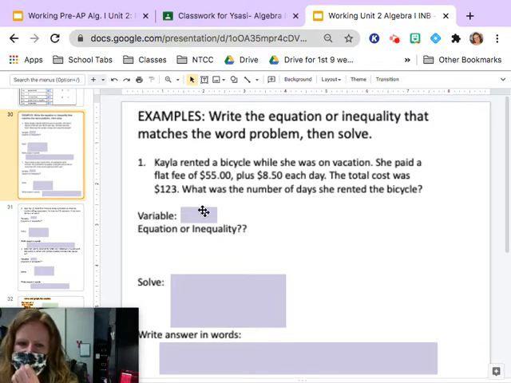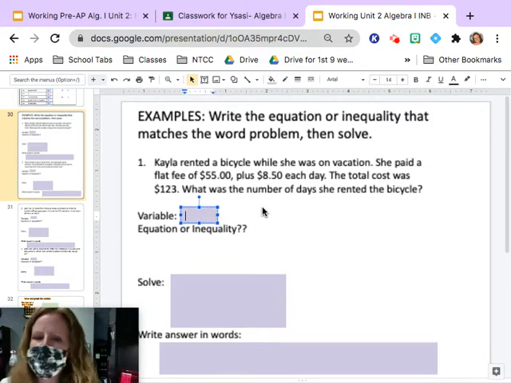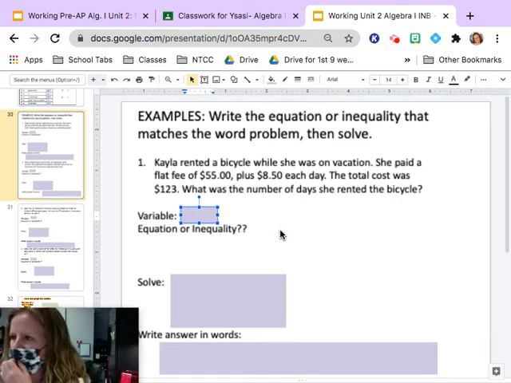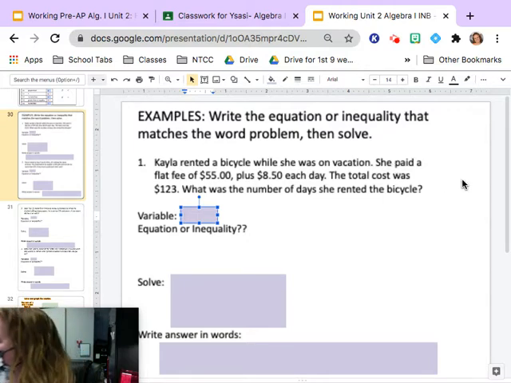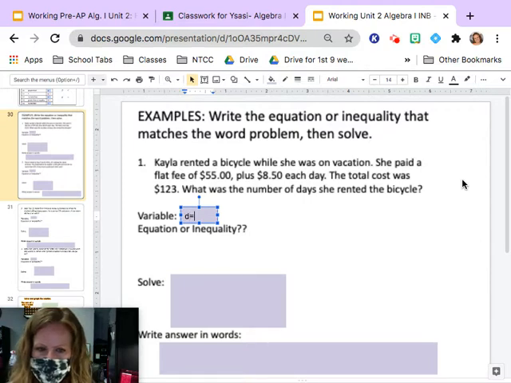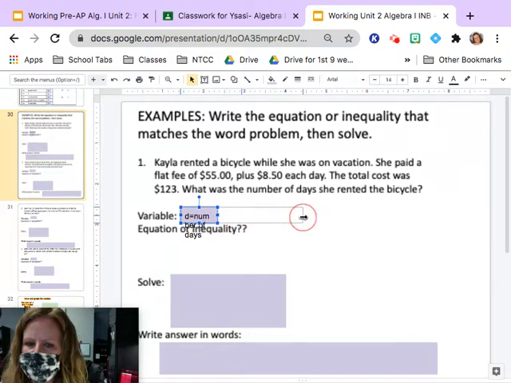So first thing we need to identify is the variable. So what is the variable going to be on this one? Variable would be a letter that represents something. So what letter should we use? D. Okay, what is it going to represent? So whatever the letter is, what is it going to represent? Days. So D for number of days. I'm going to expand this out.